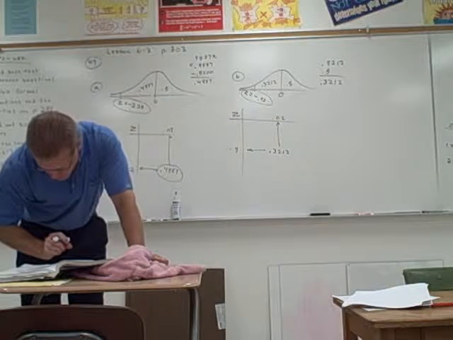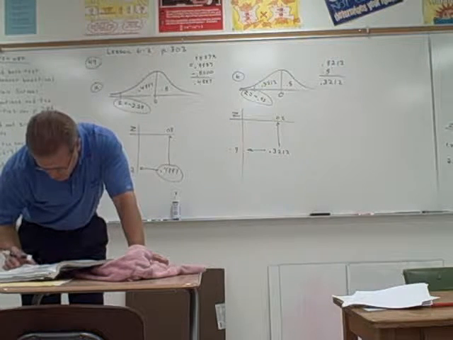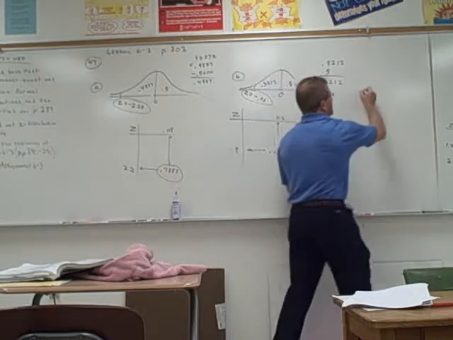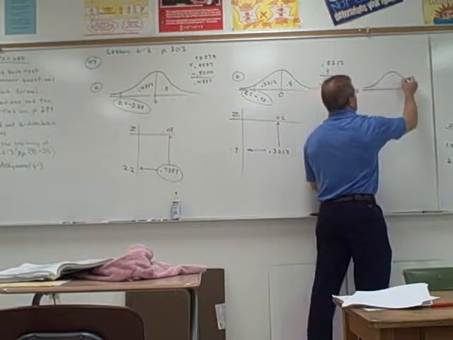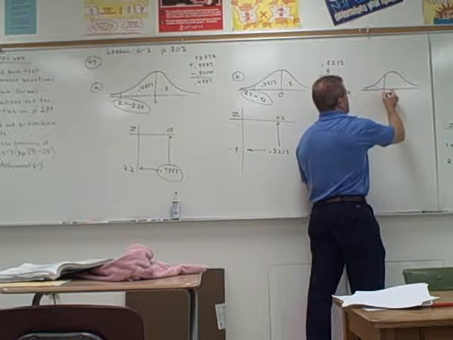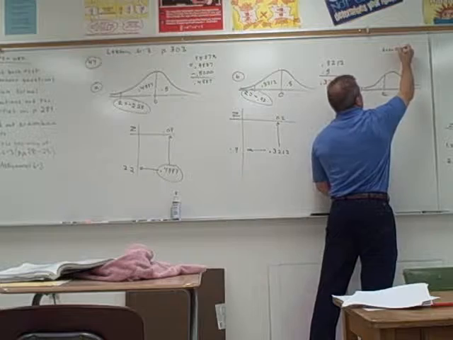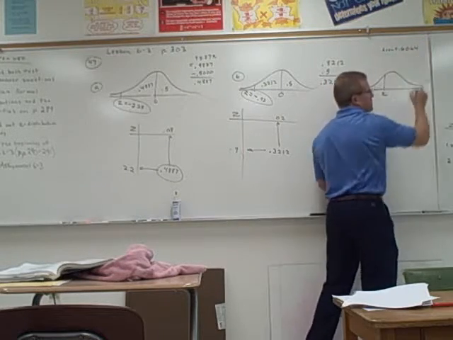And last one, part C. 60.64% of the area under the distribution lies to the right of it. So this time we're going to get in here a little closer because now the area is 0.6064.